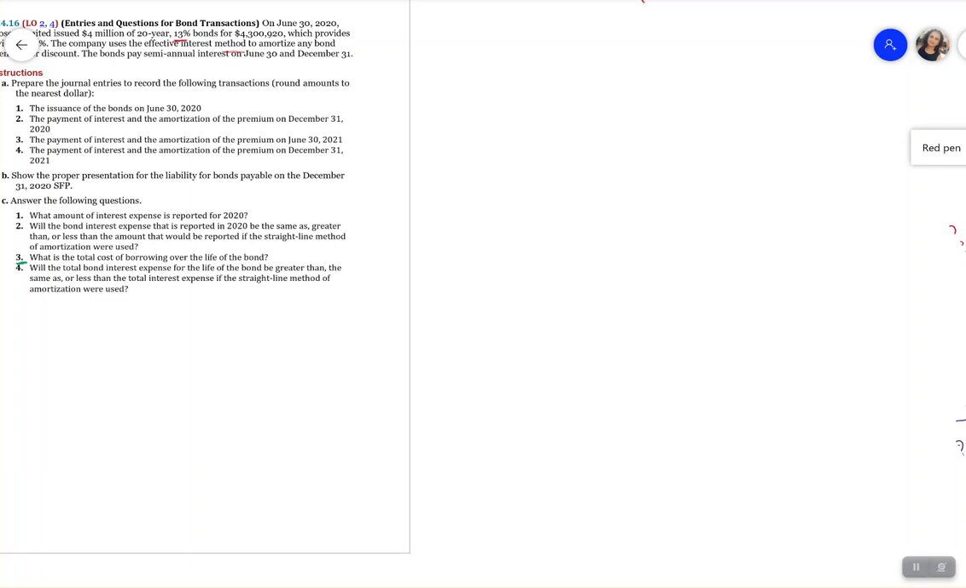Number 3, we use the effective method. So the interest that we are going to pay over the 20 years: I know my bond was for 4 million, my coupon rate is 13%, and I made 20 payments. So this is how much interest I paid. If I multiply it, 4 million, 13%, for 20 years, then this is the interest we paid on the 4 million bond over the 20 years.